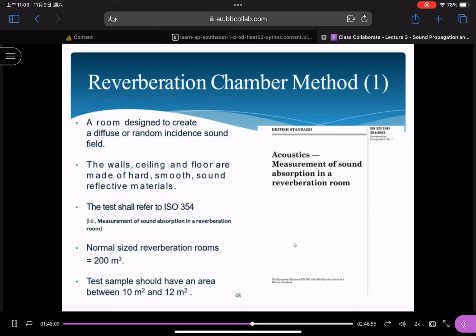Inside this room, it should be highly reflective. Okay, the walls, ceiling, and floor should be made of smooth, sound reflective materials. And the test should follow this ISO standard. The normal size suggested is 200 meter cube. The test samples should be 10 meters to 12 meters square.